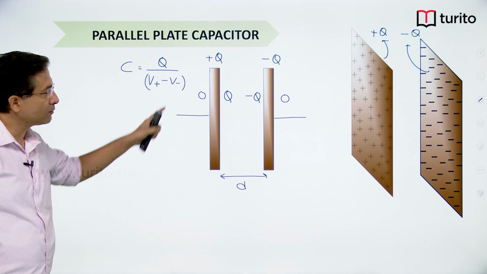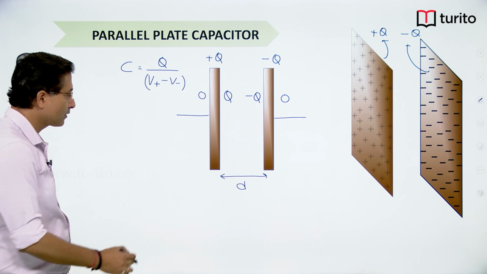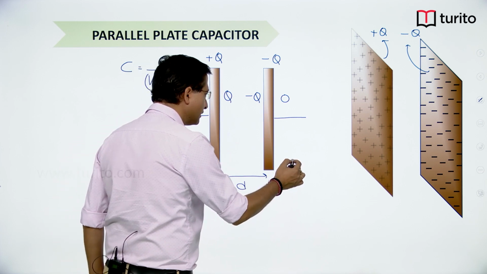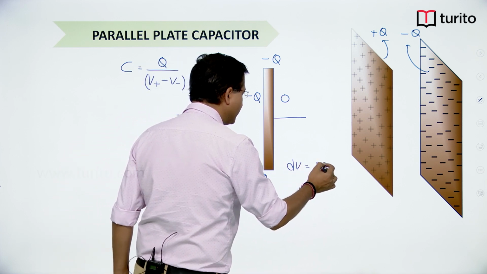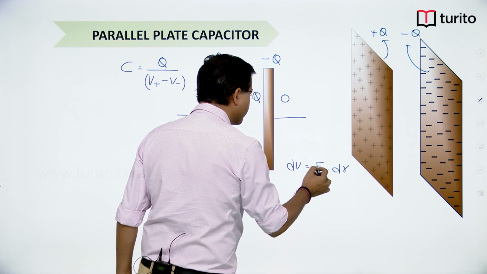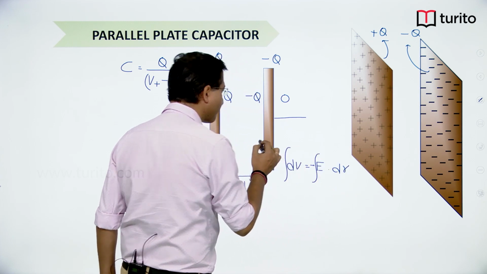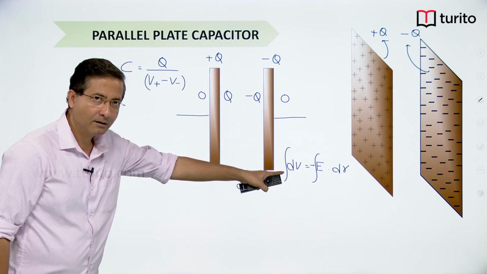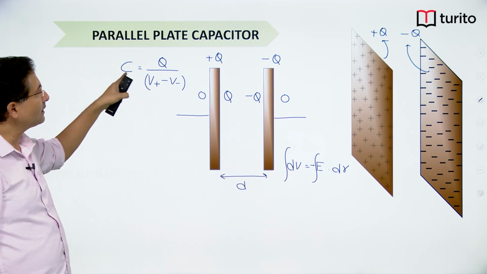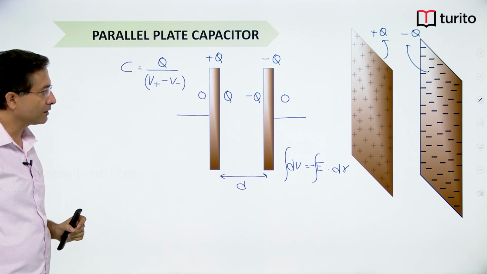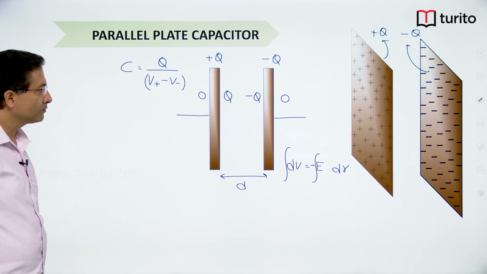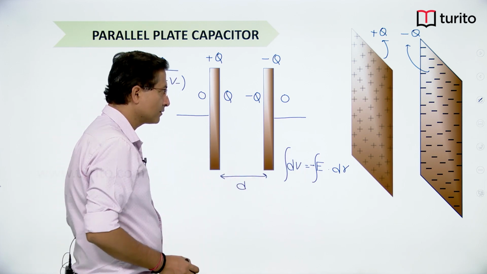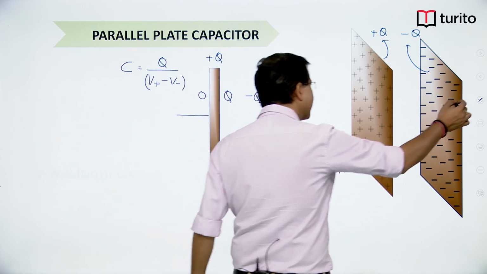If we want to calculate potential difference, we know that potential difference is dV equal to E dot dr with a minus sign. So, using this I can get the potential difference, and by that I can find out the capacitance of the arrangement, right. Now, the field inside the capacitor, the field pattern inside the capacitor.